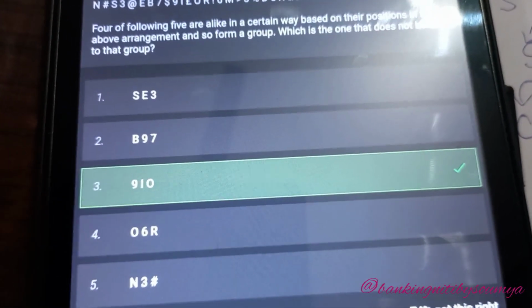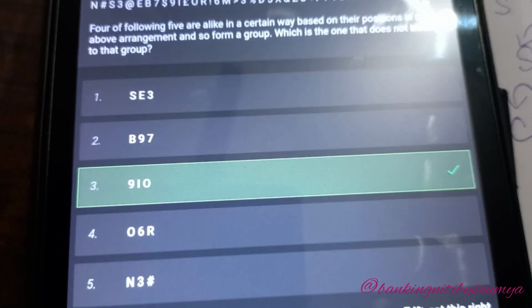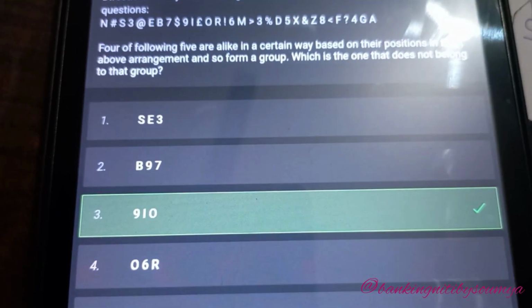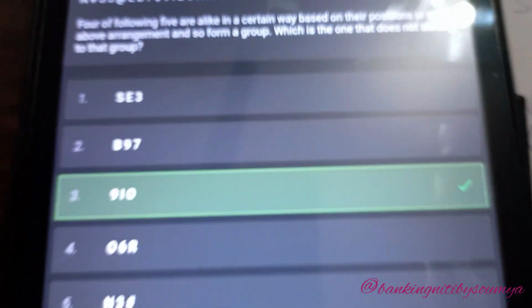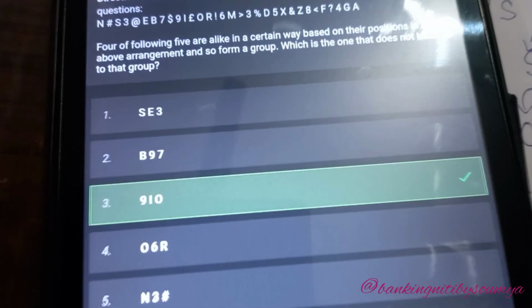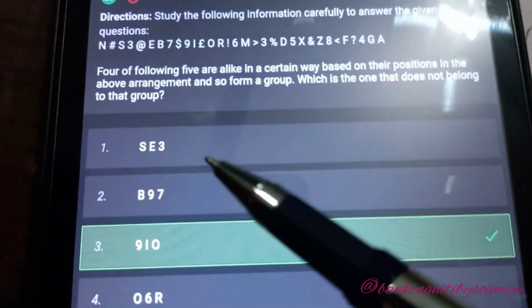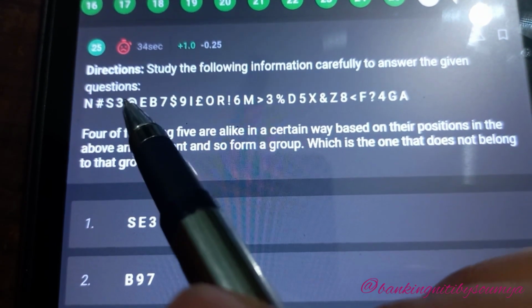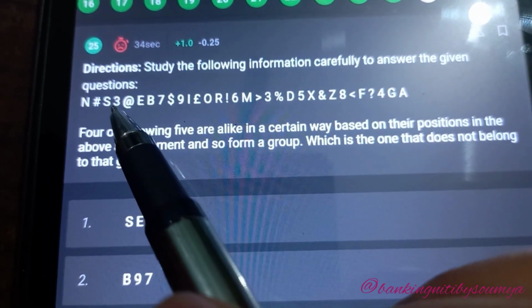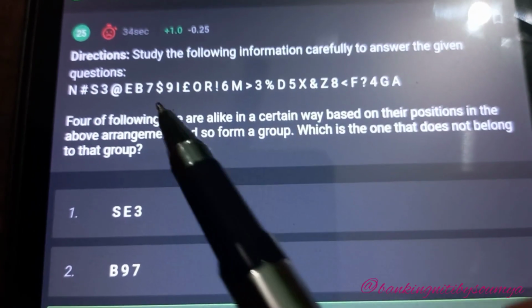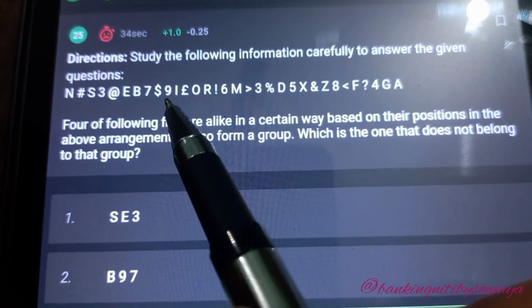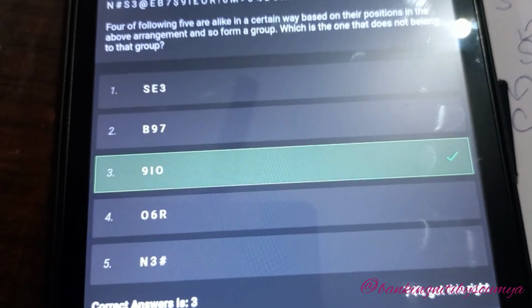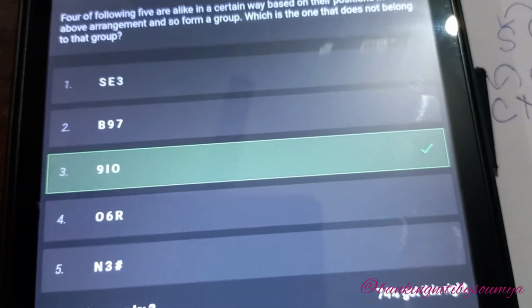4 of the following 5 are alike in the same way based on their position in the above arrangement, so form a group. What is the one of the above that does not belong to the group? So we can see here SE3. S, 2 difference, then E, then 1 after leaving 1 before 3. Here is the case which is not followed by 9, I and O. So our wrong one, or we can say the one that does not belong to the group, is 9IO.